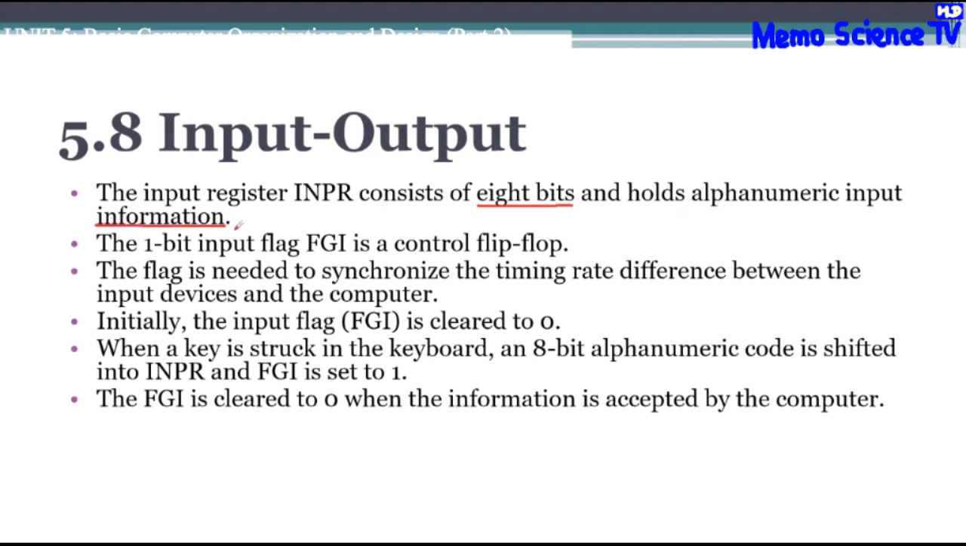The input register is 8 bits, so it holds the alphanumeric input information. The 1-bit input flag FGI is a control flip-flop.